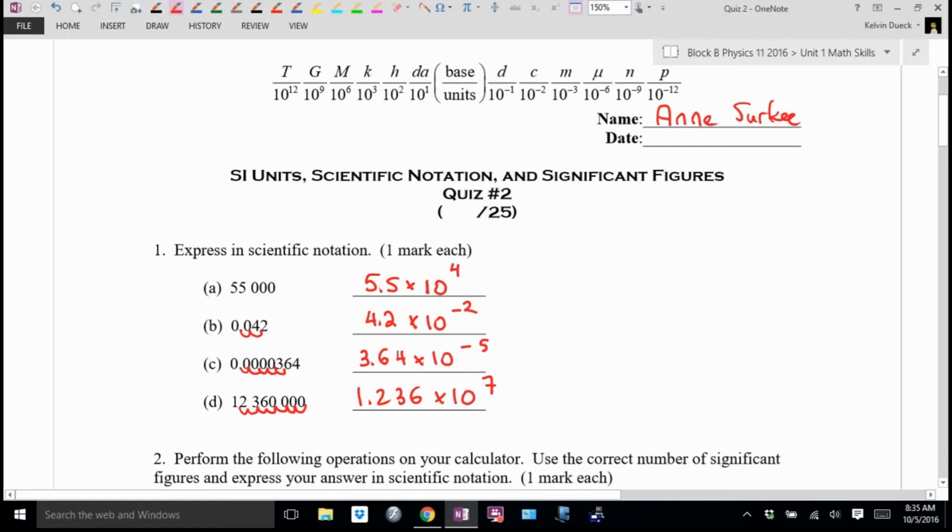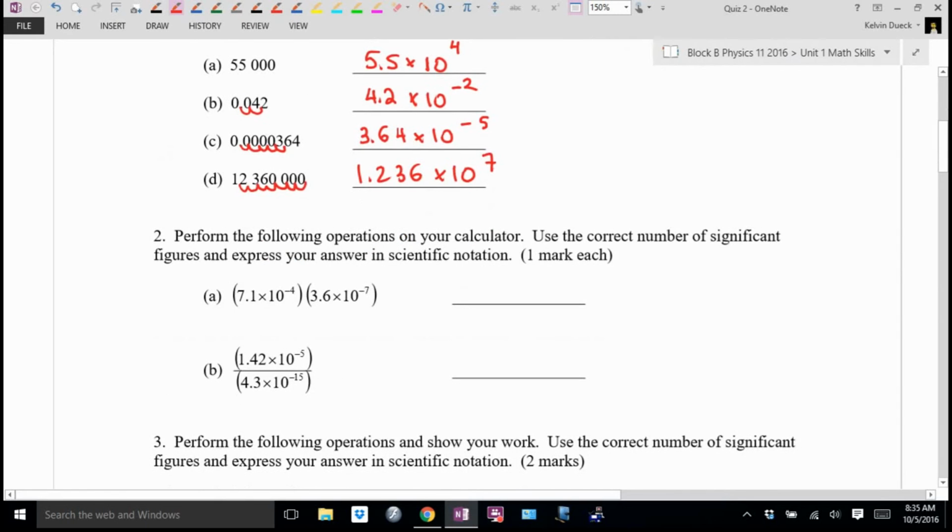Hey, first question on your test is going to be something like this. In fact, I probably copied this, pasted it into the document, changed the numbers, and there's your question. Perform the following operations on your calculator, and it does say correct number of sig figs and answer in scientific notation. Okay.